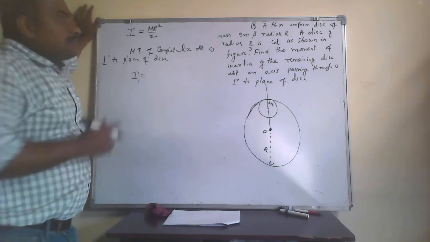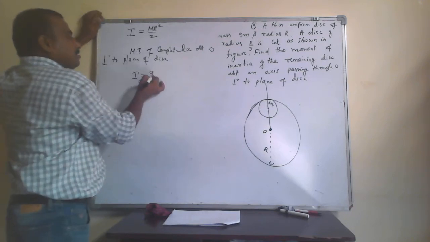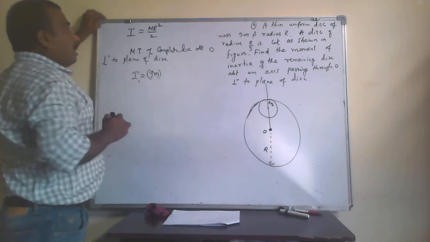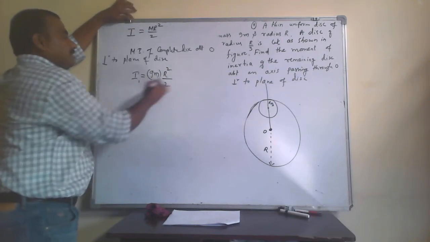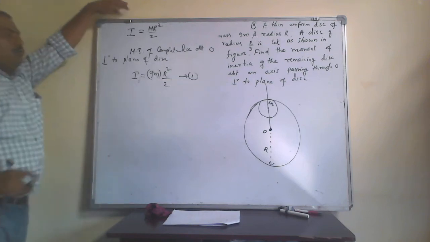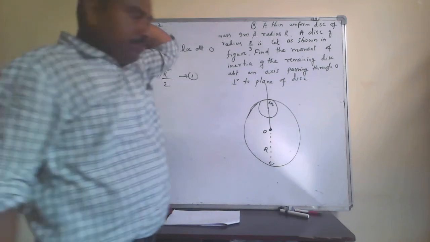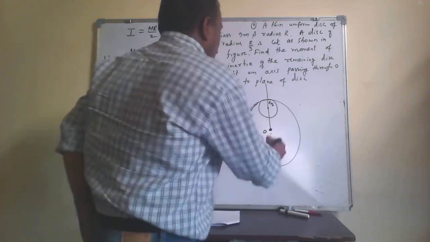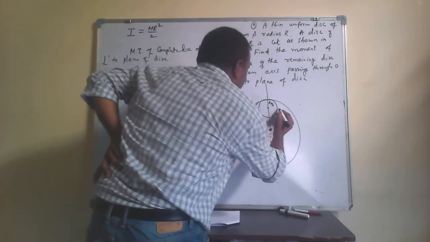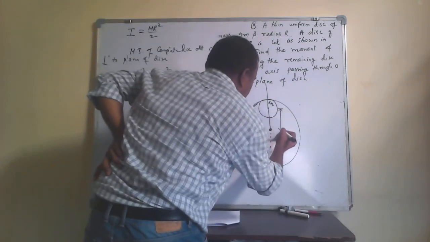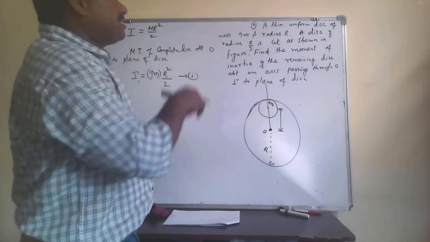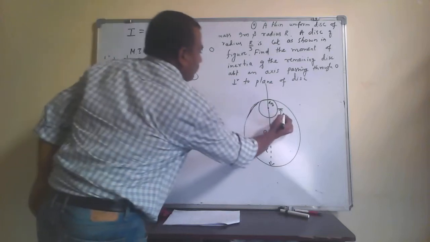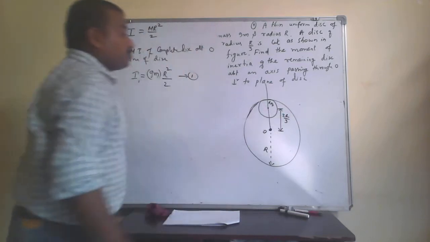What is the mass of the disk? 9m. M r square by 2. What is the radius of the disk? R. So 9m r square by 2, this is equation number 1. Now we go for the moment of inertia of the remaining part of the disk about O. To calculate about O, we have to find this distance also. If this is r by 3, this is r minus r by 3, so 2r by 3. This distance is 2r by 3, because I have to use the parallel axis theorem.